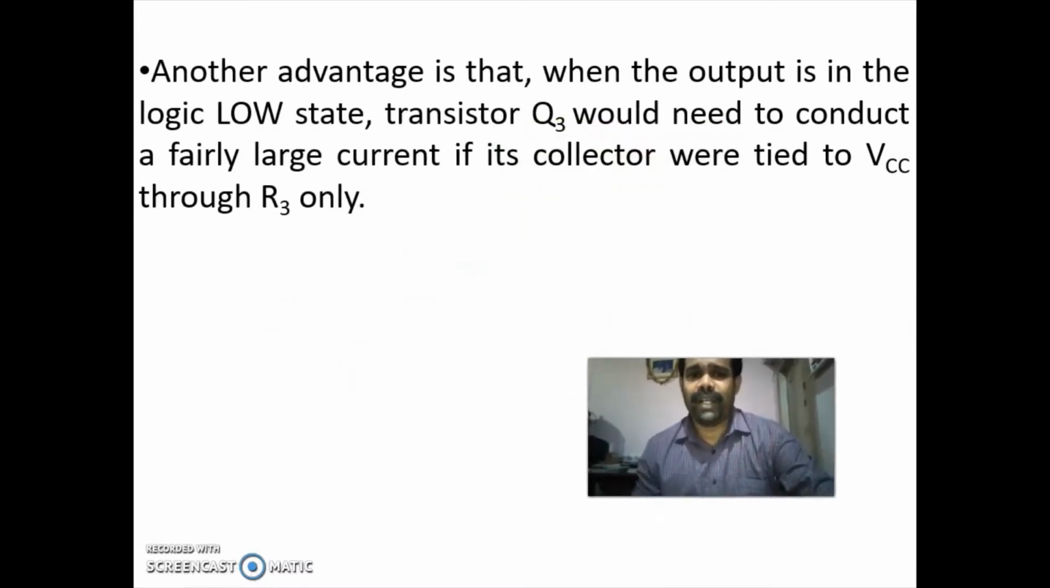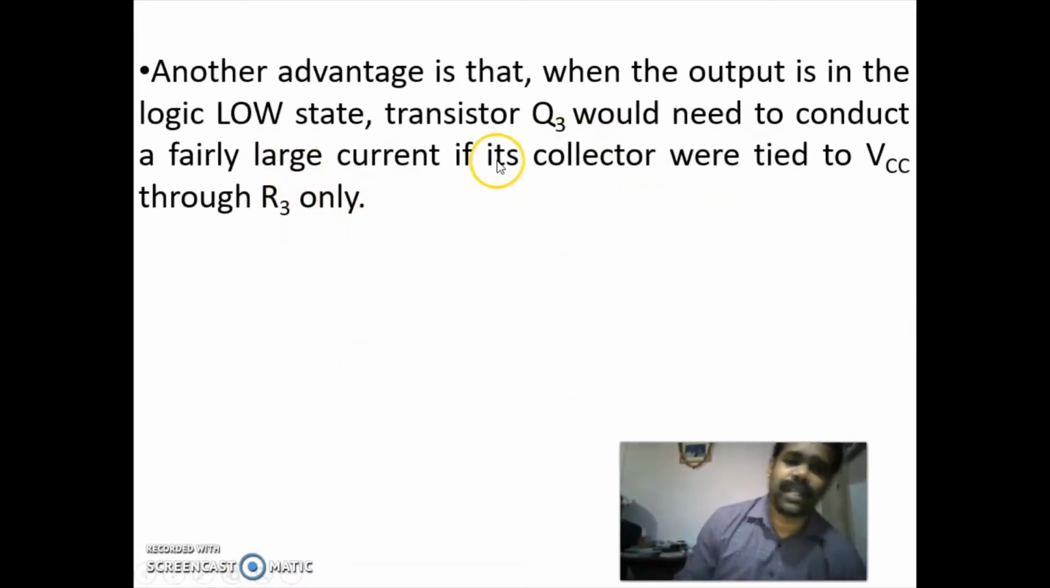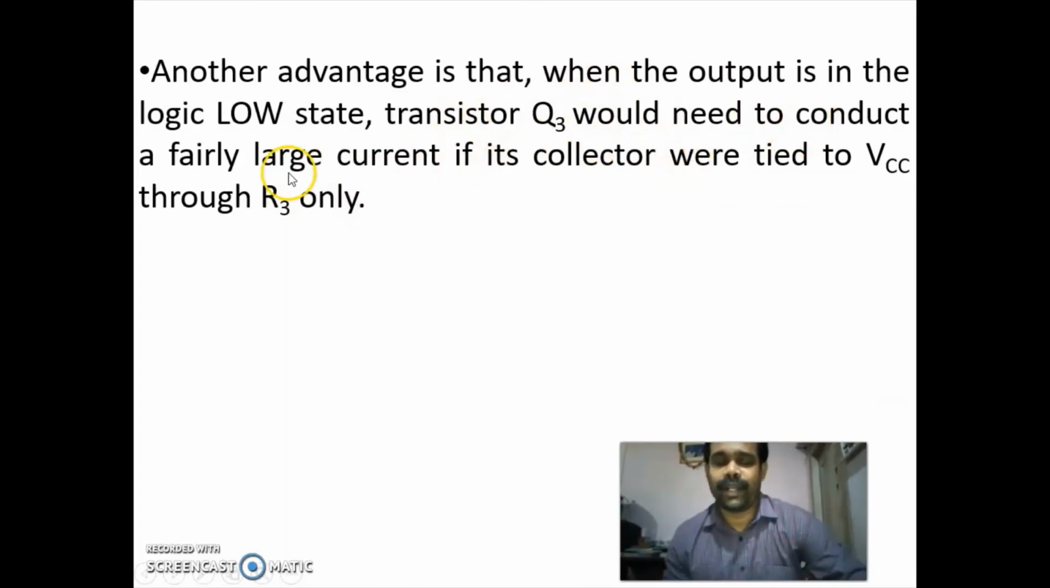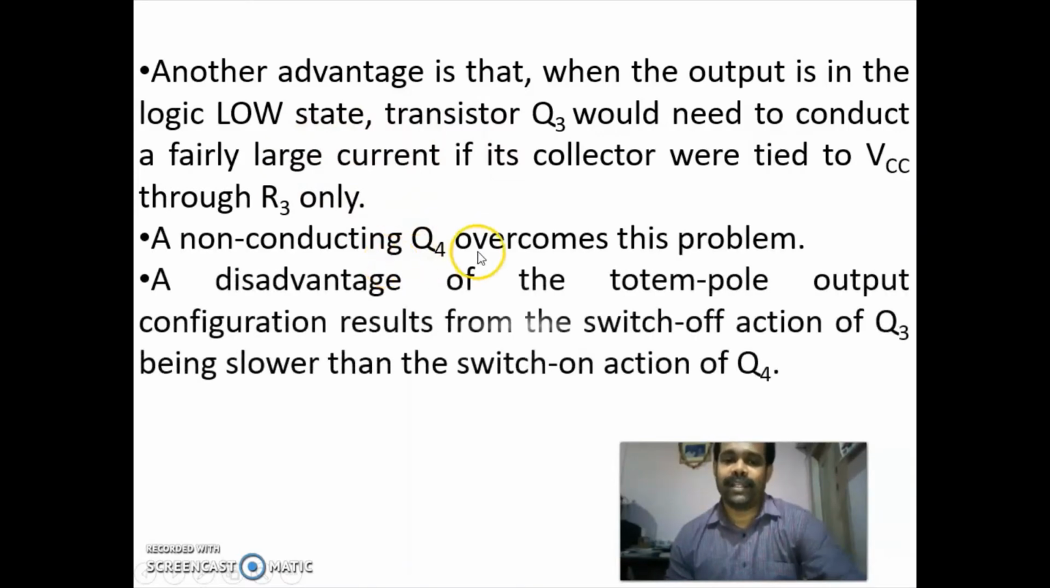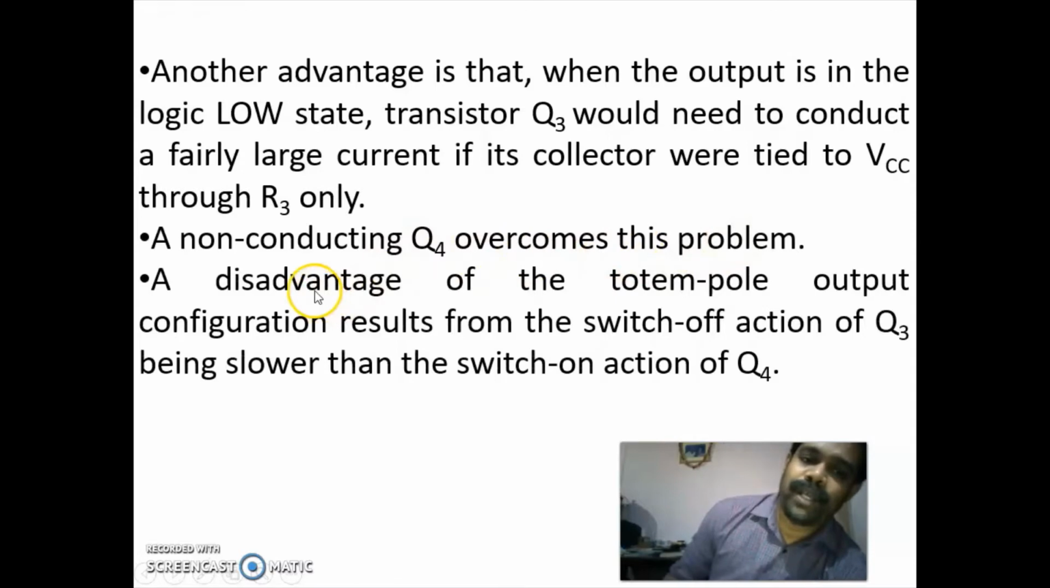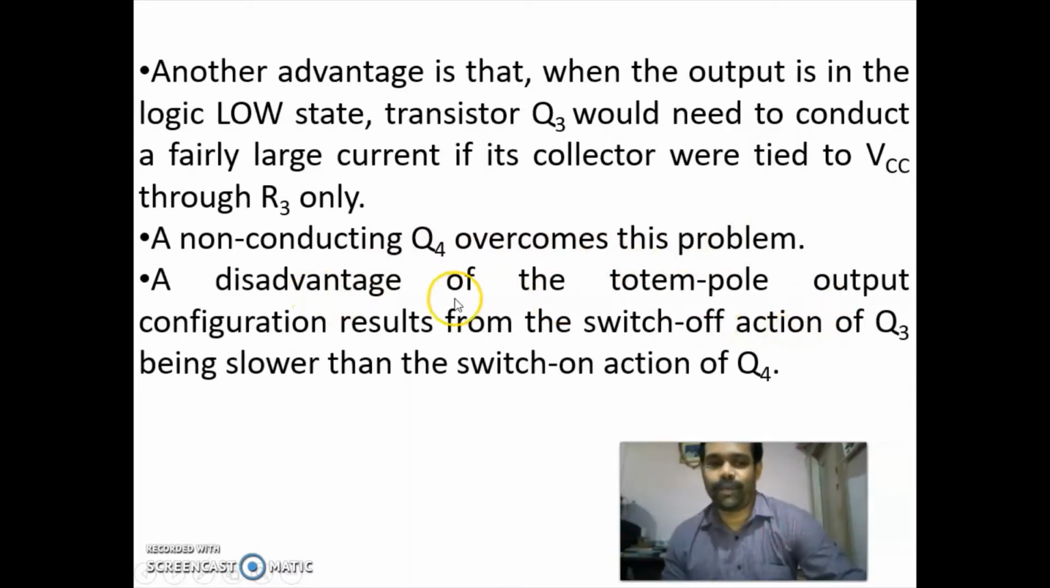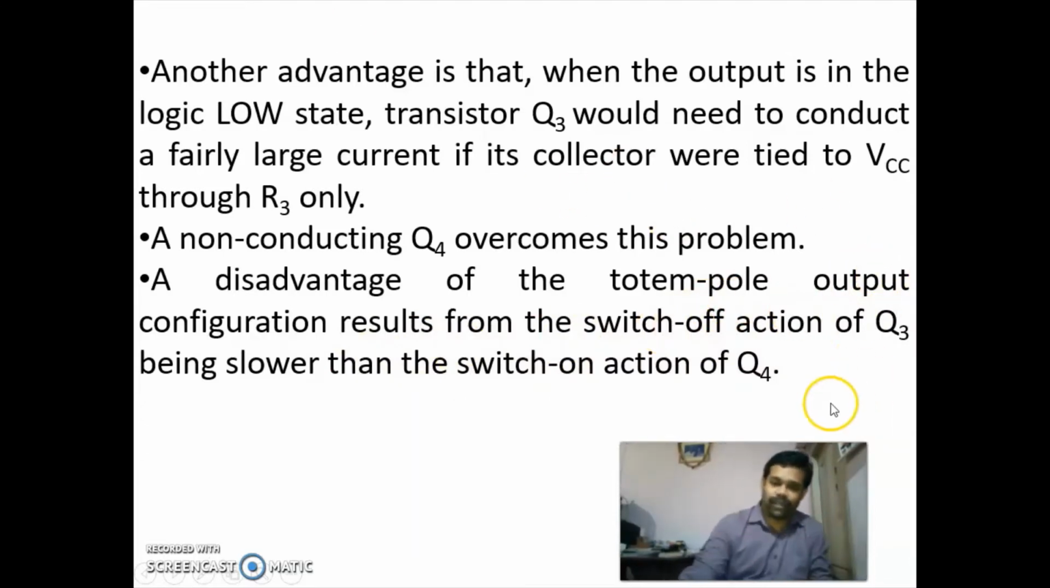Another advantage is that when the output is in the logic low state, transistor Q3 would need to conduct a fairly large current if its collector were tied to VCC through R3 only. A non-conducting Q4 overcomes this problem. The disadvantage of the totem pole output configuration results from the switch-off action of Q3 being slower than the switch-off action of Q4. This is one disadvantage, and all the other things are advantages.